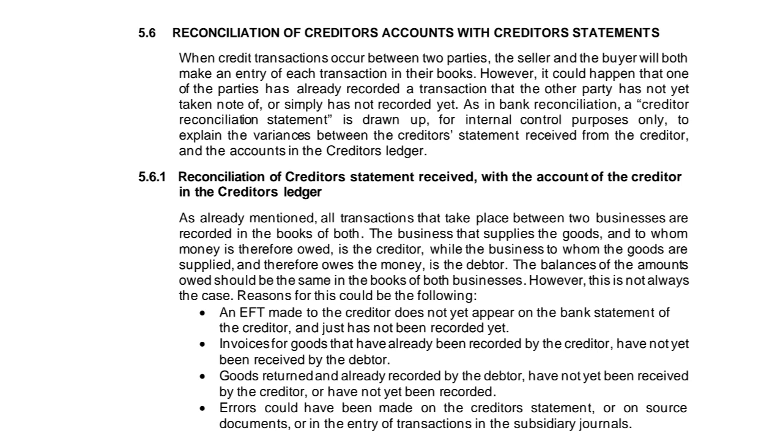Reasons for this could be the following. An EFT made to the creditor does not yet appear in the statement of the creditor and just has not been recorded yet. Invoices for goods that have already been recorded by the creditor have not yet been received by the debtor. Goods returned and already recorded by the debtor have not yet been received by the creditor or have not yet been recorded. Errors could have been made on the creditor's statement or on source documents, or in the entry of transactions in the subsidiary journals.